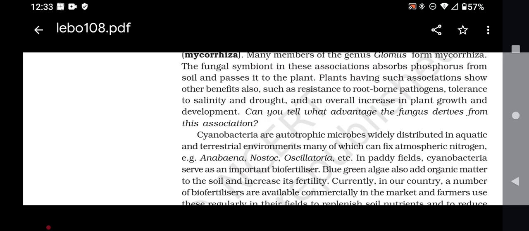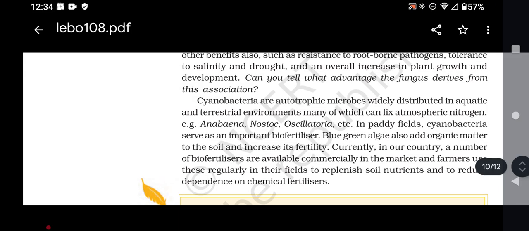Yes. Cyanobacteria are autotrophic microbes widely distributed in aquatic and terrestrial environments, many of which can fix atmospheric nitrogen. Anabaena, Nostoc, Oscillatoria. In paddy fields, cyanobacteria serve as an important biofertilizer. Blue-green algae also add organic matter to the soil and increase its fertility. Currently in our country, a number of biofertilizers are available commercially in the market, and farmers use these regularly in their fields to replenish soil nutrients and to reduce dependence on chemical fertilizers.